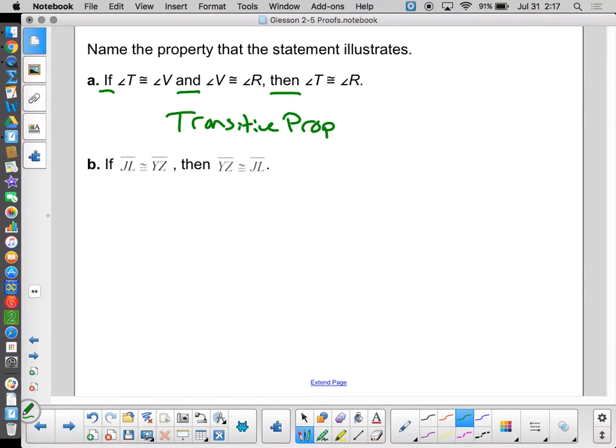I'm happy. If JL is congruent to YZ, then YZ is congruent to JL. What did we do? It's not exactly the same. We flipped the order. If it was exactly the same, that'd be reflexive. But again, it's this if-then format that flips the order that tells me it's symmetric.